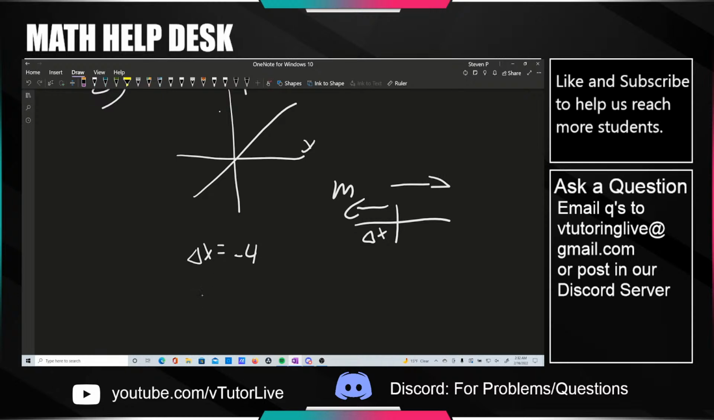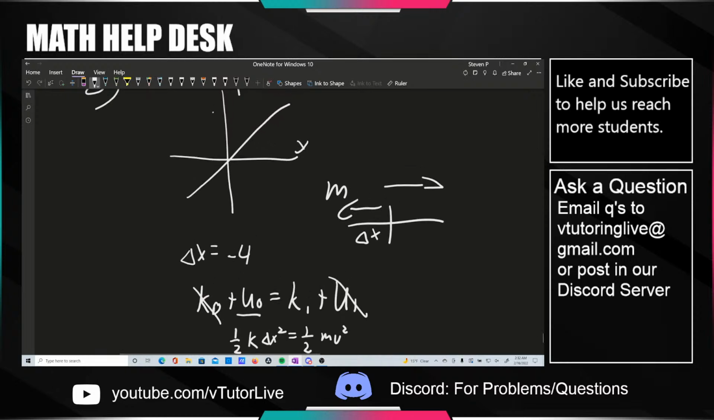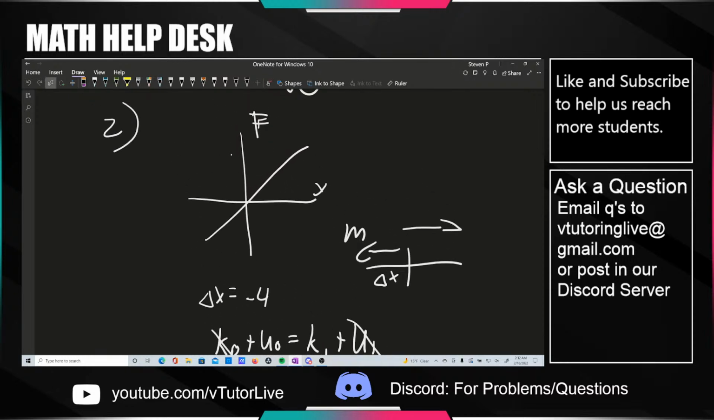Again, we keep writing the same equation, k0 plus u0 is equal to k1 plus u1. So here, k0 is 0 because it's at rest when it's compressed, and u1 is 0 because there's no spring compression energy when it's at its equilibrium. So you just set 1/2 k delta x squared equal to 1/2 m v squared. Sorry, this should be a k as always. The only slightly challenging thing about this problem is that you don't get k right away. You have to figure out what k is from the graph.